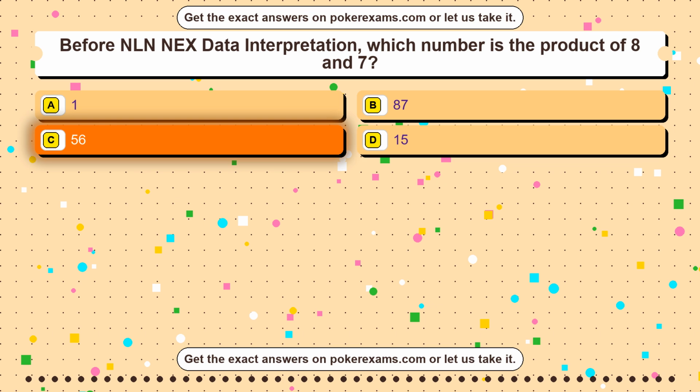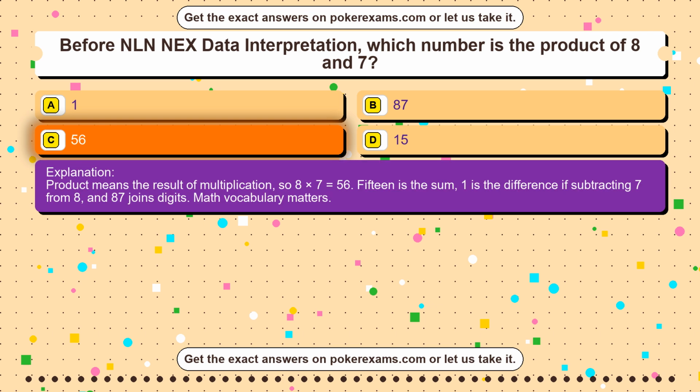56. Product means the result of multiplication, so 8 times 7 equals 56. 15 is the sum, 1 is the difference if subtracting 7 from 8, and 87 joins digits. Math vocabulary matters.